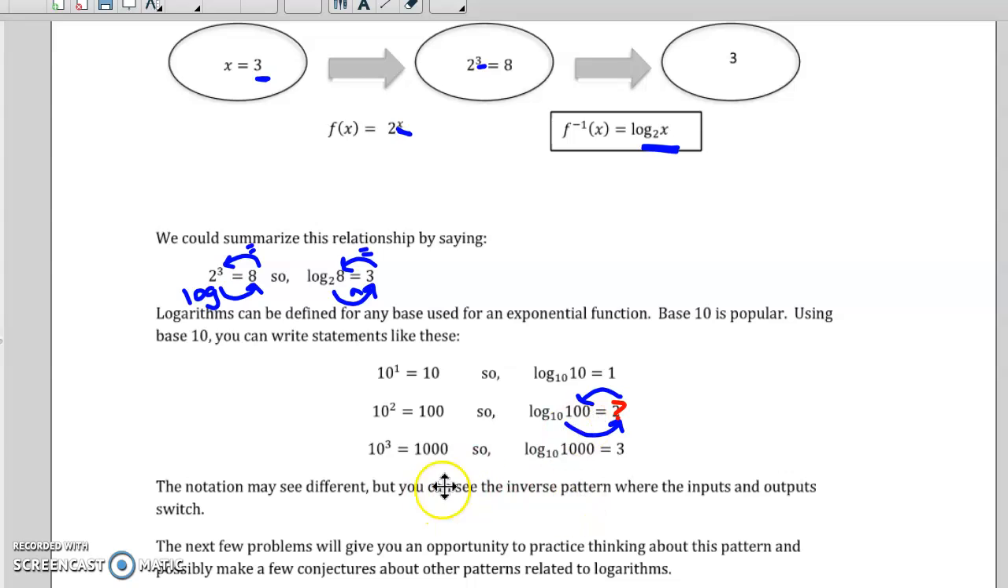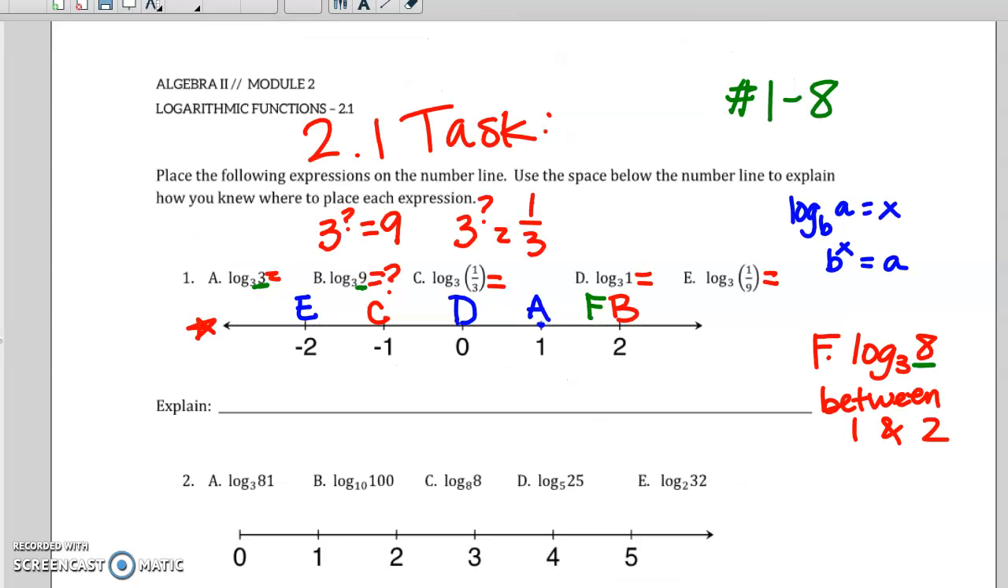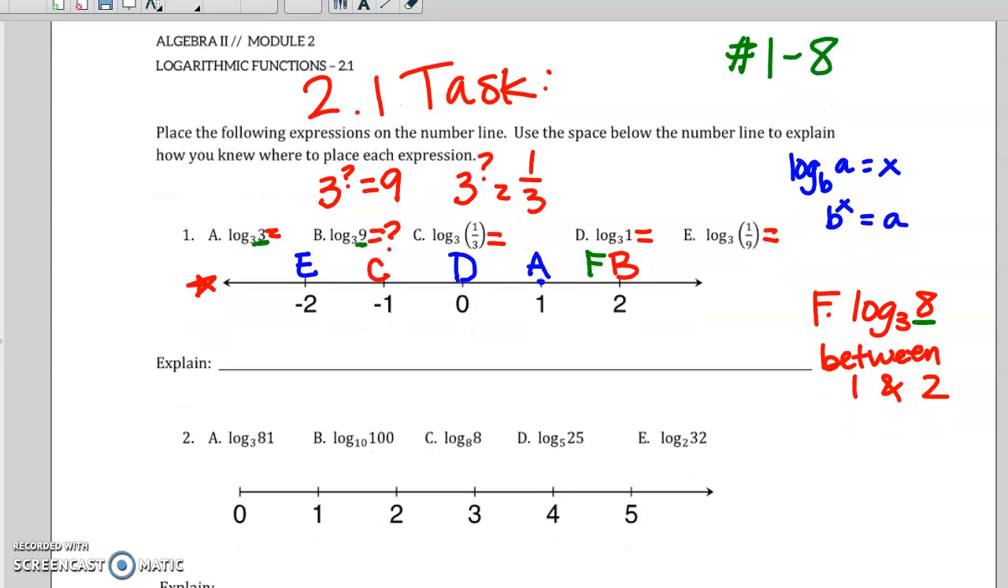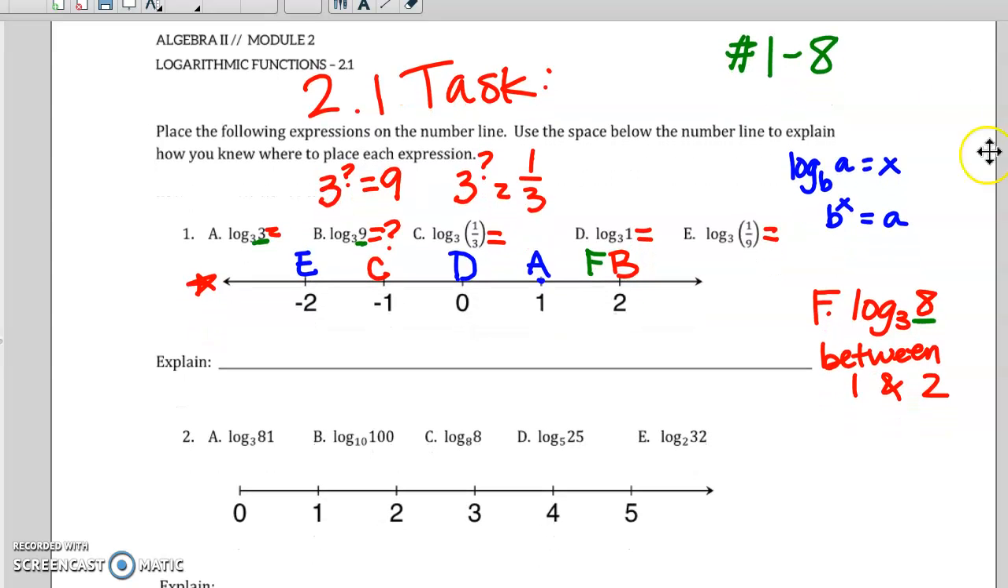Okay, you can kind of see the inverse pattern where inputs and outputs switch out. So we're going to be practicing with that pattern today on the 2.1 task. This should go pretty quick. To start out with, you might want to break it into kind of two parts. The first part being 1 through 8. They're all very similar to this.